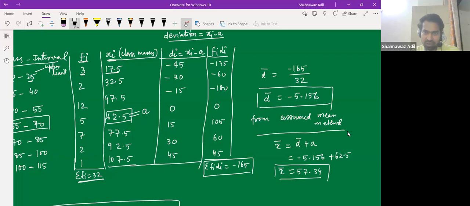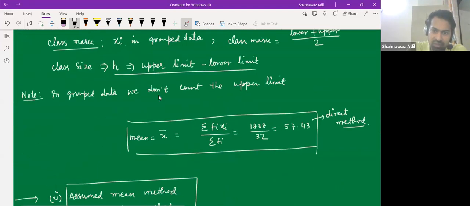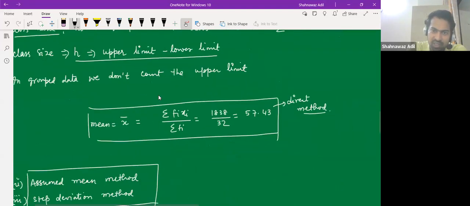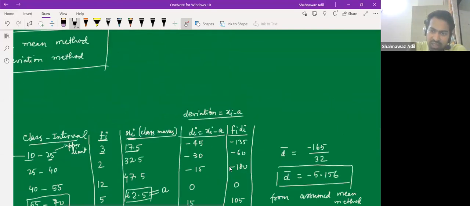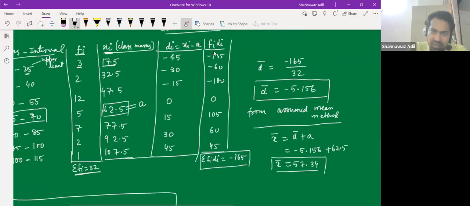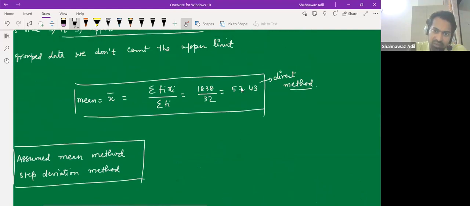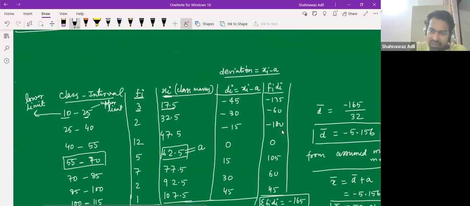So do you have any question? What was the answer you showed above? The answer above was 57.43, right? In the assumed mean method, you are also getting 57. There is a decimal change because I have just approximated some values, but the answer would be the same. 57 and 57.